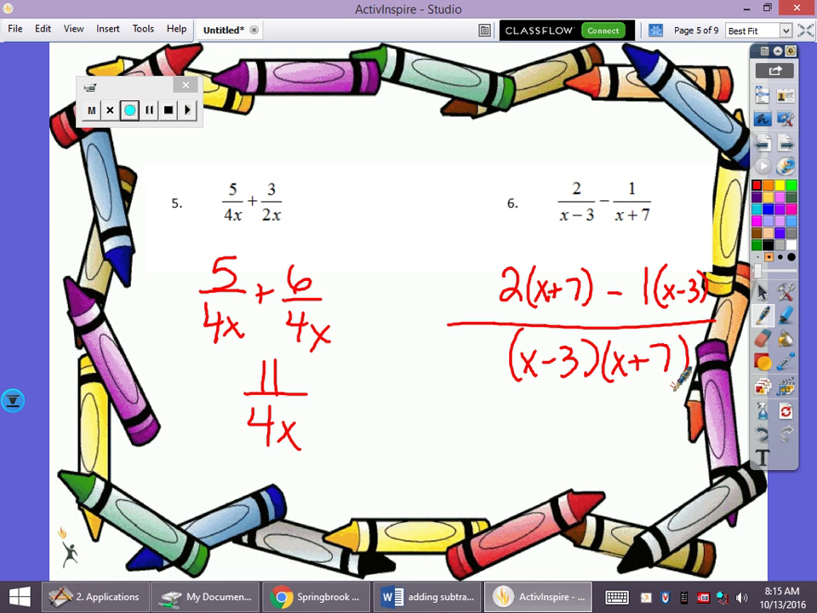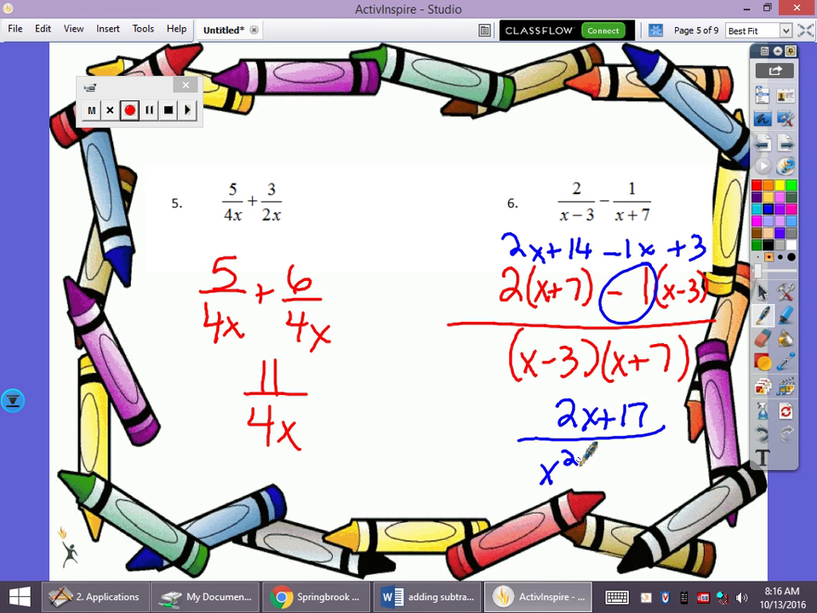All right. So that gives me 2x plus 14. And just so we don't get confused this time, I'm going to distribute the negative. So minus 1x plus 3. So you should have gotten 2x plus 17 over x squared plus 7x minus 3x. So plus 4x minus 21. Yay or nay?